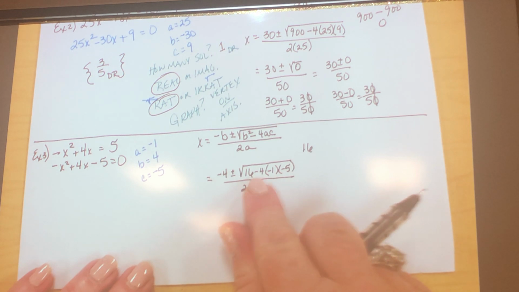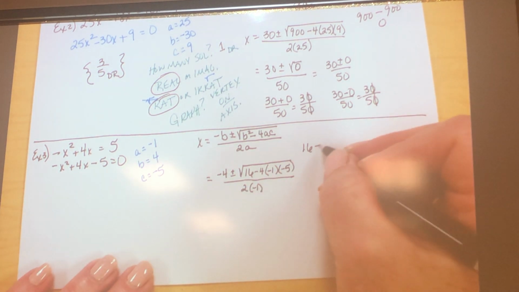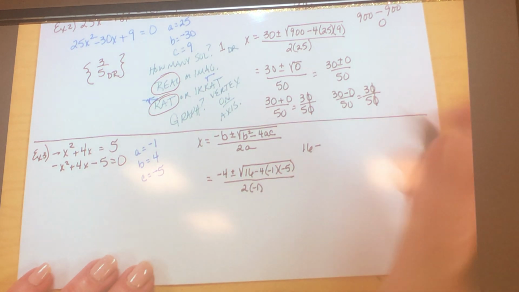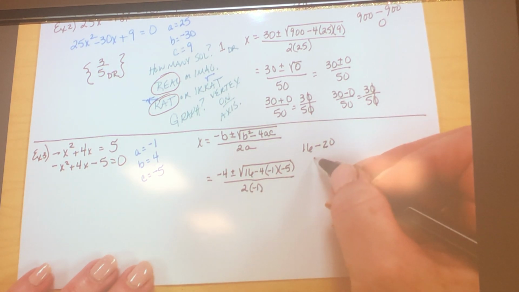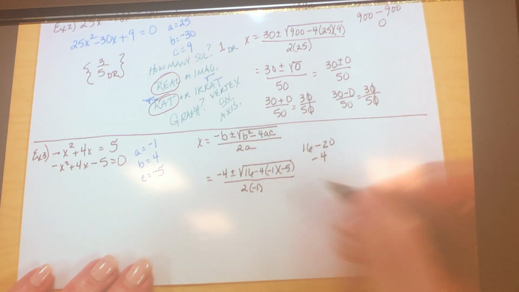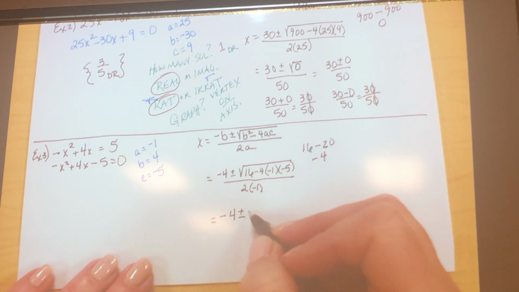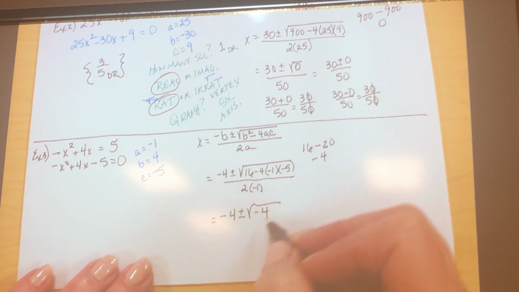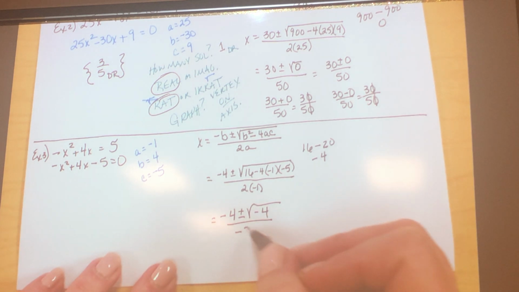All right? So I'm going to go over here and do a little chicken scratch. 16. What do 3 negatives multiplied together make? A negative. I don't care about the 1. What's 4 times 5? 20. What's 16 minus 20? Negative 4. So I'm going to have negative 4 plus or minus the square root of negative 4 all over what? Negative 2.